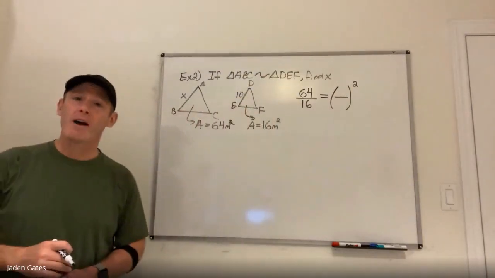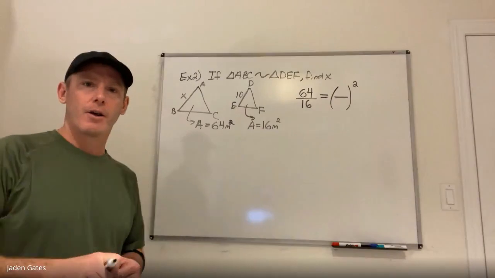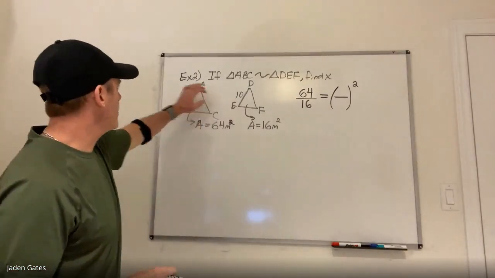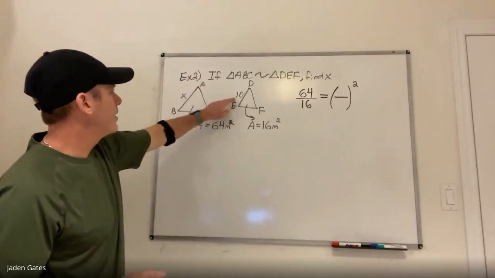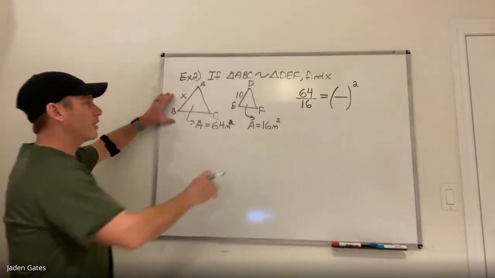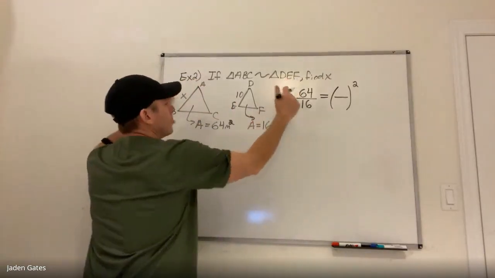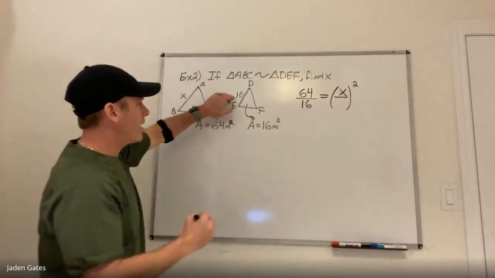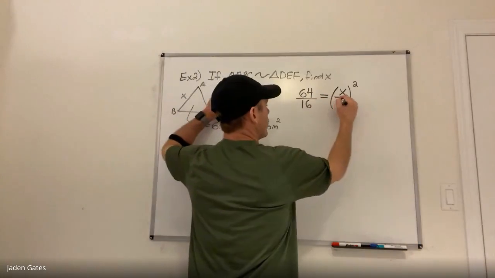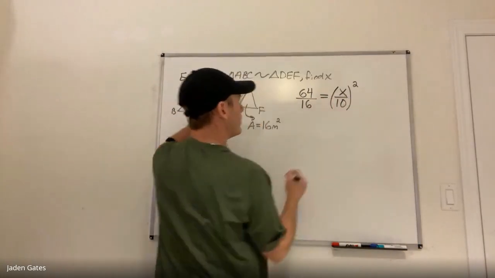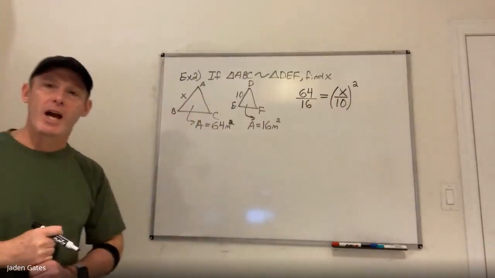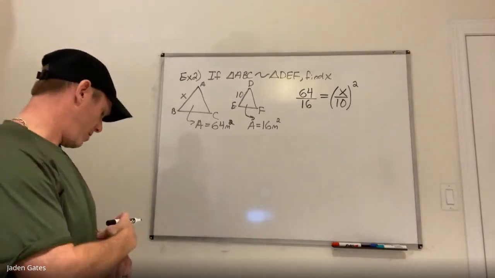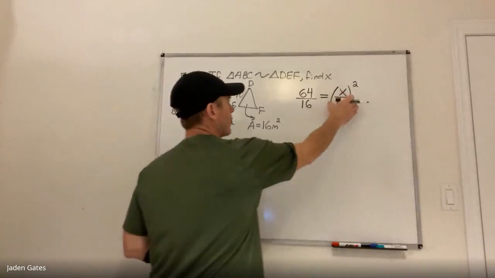Now I only know one side, all right? And the matching sides that I know about are an X and a 10. Now again, because my triangle on the left is on the top, the X is going to go on the top. The 10, because it's on the triangle on the right, is on the bottom. All right, now I have an equation where I can solve for x. So here's how I'm going to do that. First off, I'm going to fix this fraction.